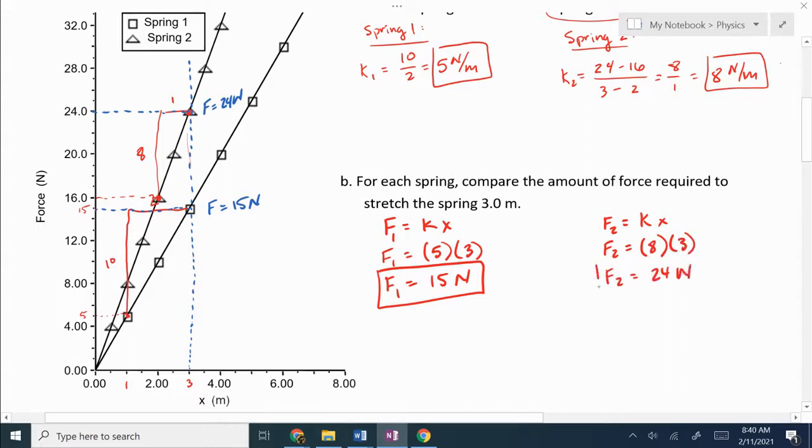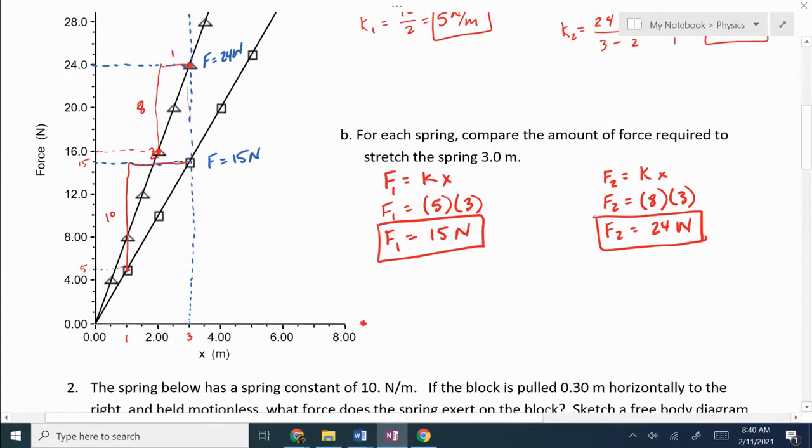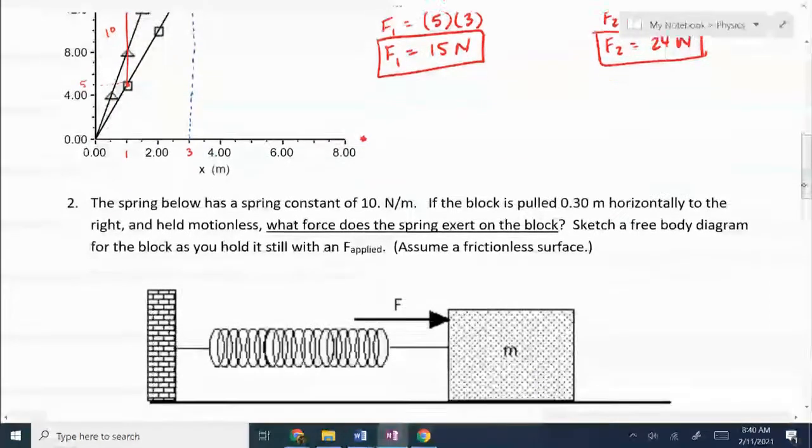So you could do it either way, right? You can use the equations like I just did, or you could just draw the line straight up and figure out what the forces are. Of course, that only will work if the distance they give you is on the graph. They gave us 3 meters, which is on the graph, but had they given us 10 meters, that wouldn't be on the graph anymore. Obviously, that wouldn't have worked, and you would have had to use the equation at that point. Okay, let's move on to number 2 here.